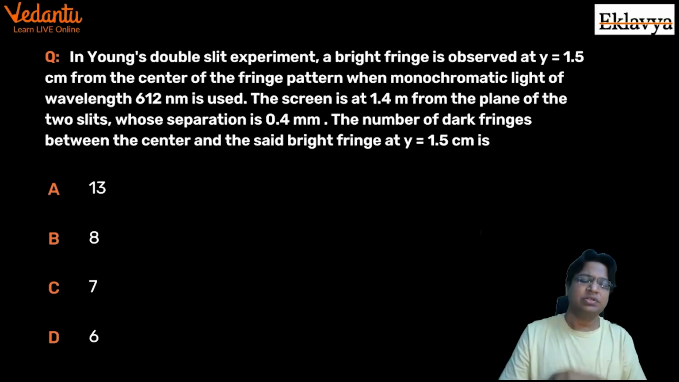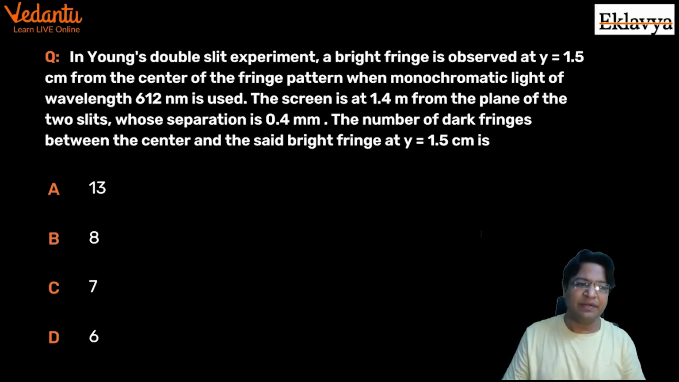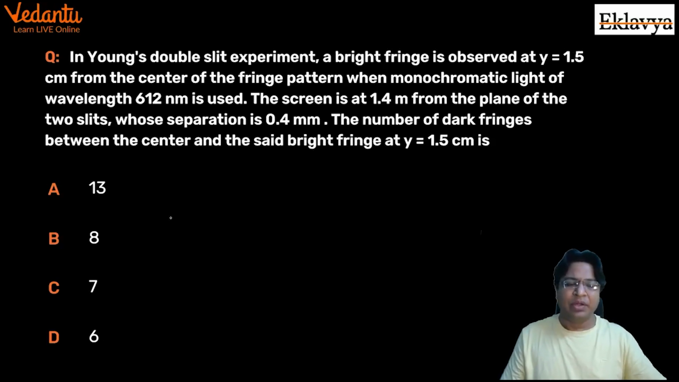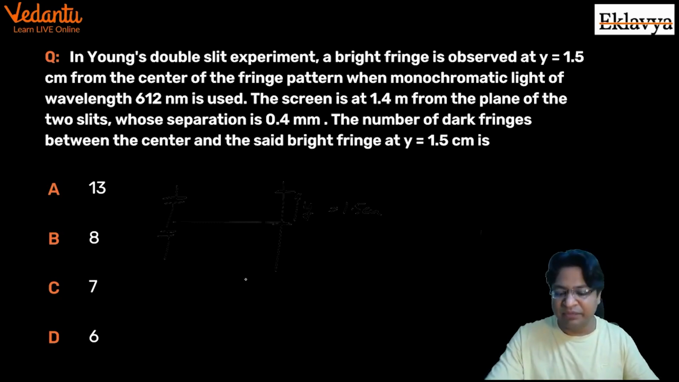So next question says, in a Young's double slit experiment, a bright fringe is observed at y equals to 1.5. Okay, so in a Young's double slit experiment, at a certain location, this height y is given to us as 1.5 centimeter, and here a bright fringe is observed. The question is asking how many dark fringes would be there between the center and the said bright fringe. So let me first figure out that this distance is what multiple of the fringe width.